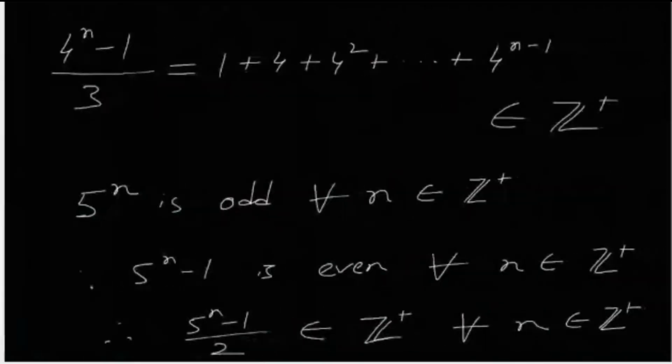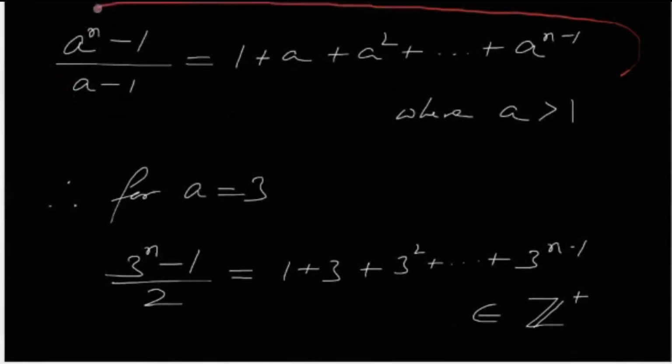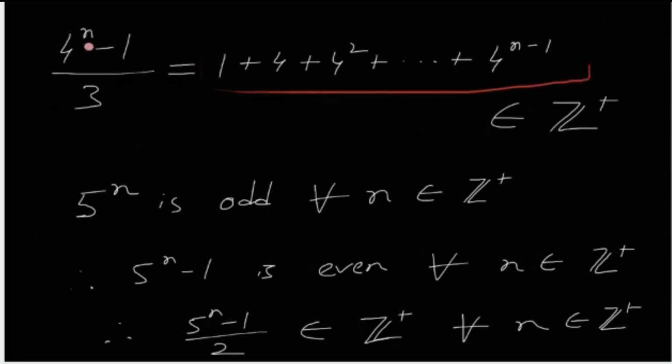So let's check option C. It says (4^n - 1)/3. Again, just using this formula with a equals 4, we get (4^n - 1)/3 equals 1 + 4 + 4^2 and so on up to 4^(n-1). Just like the previous reasoning, the right-hand side is clearly an integer, so the left-hand side is also an integer. Very easy. So option C is also true.